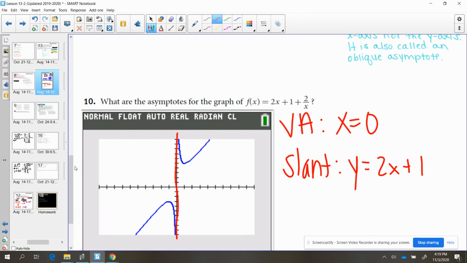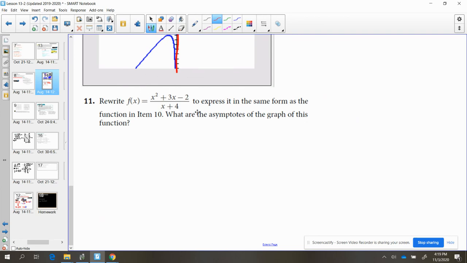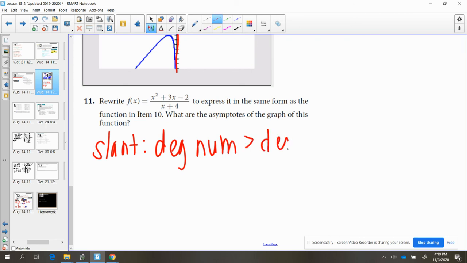Now, what happens, however, when it's not written so pretty? It's written in the rational function version that we're used to seeing. Well, we know this, again, is going to have a slant asymptote because the degree of the numerator is bigger than the degree of the denominator by 1. So we know there's going to be a slant involved. But how do we get what the slant is when it's not so pretty? The answer is synthetic division.